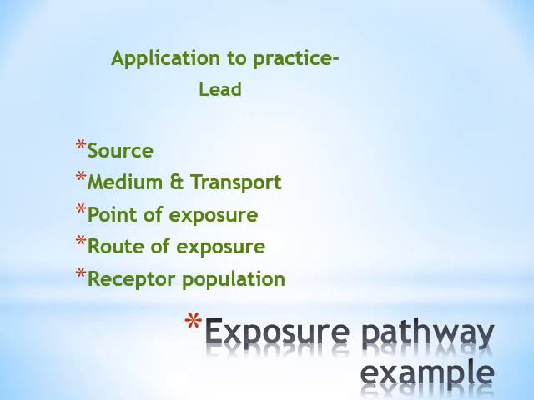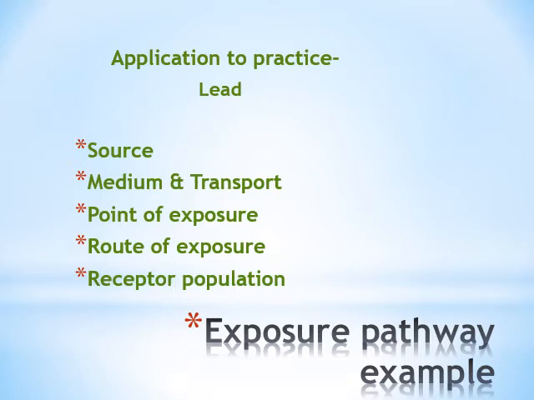So let's apply this to practice, lead. We know the source: paint that was made before 1978. Homes built prior to 1978 often contain this paint. Medium and transport: as the paint deteriorates, because it gets old, it creates paint flecks, chips, and paint dust. That can accumulate in the house, and even if it's exterior paint, it can be deposited into the soil.